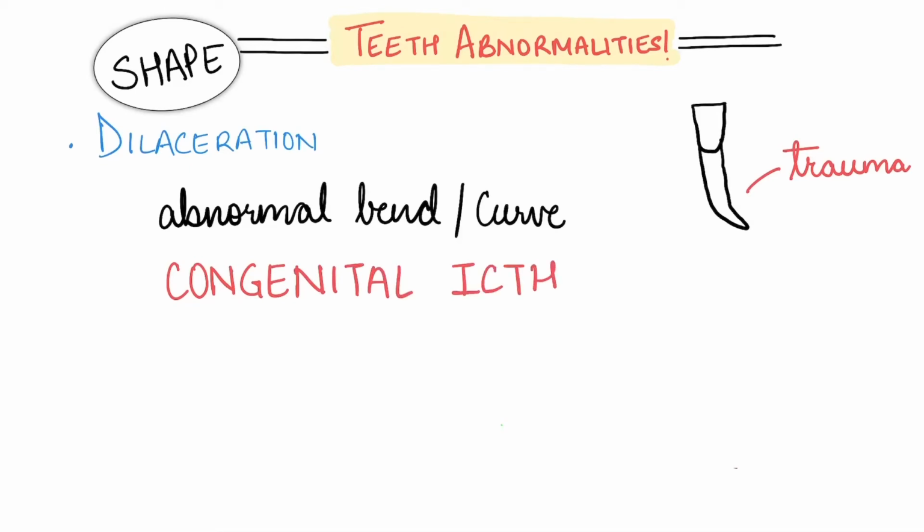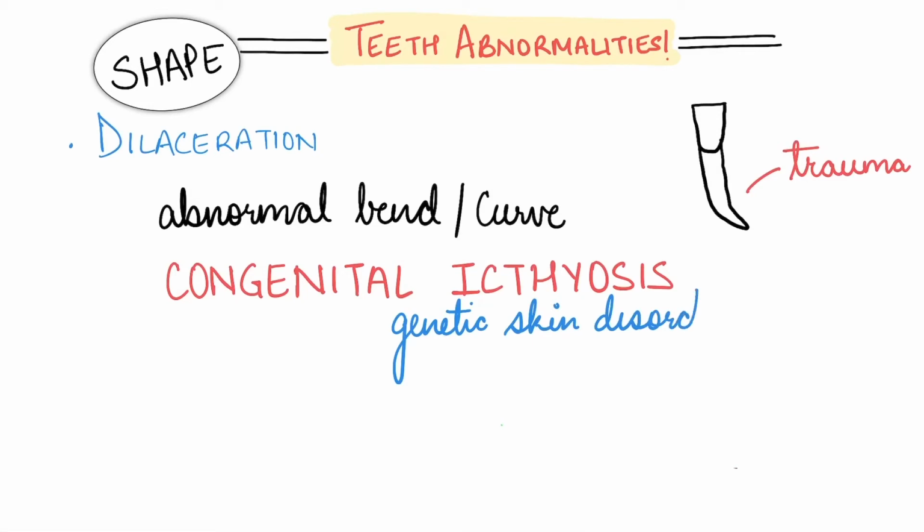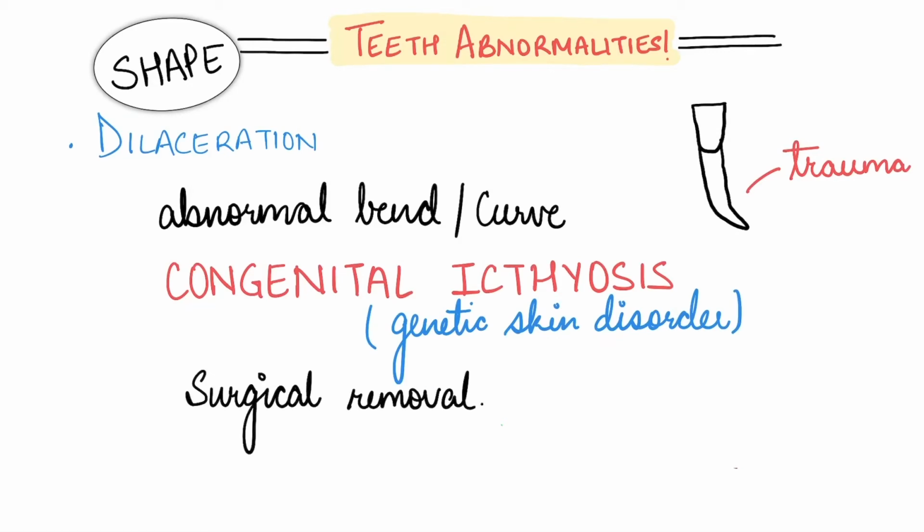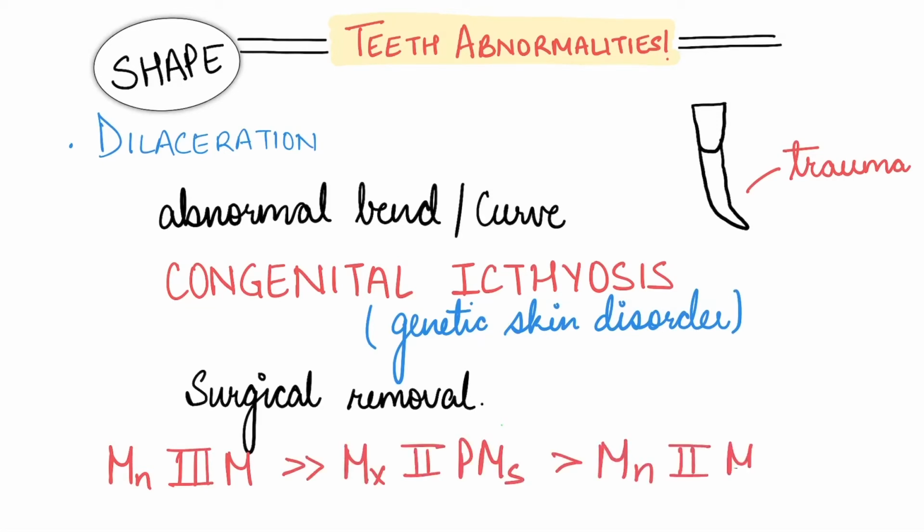These teeth are generally asymptomatic, but if we need to do extraction of these teeth, it would be clinically difficult and may lead to root fracture on the tooth removal. Also, one more thing. This condition is very commonly seen with congenital ichthyosis. It is a genetic skin disease. It is commonly seen in mandibular third molar, followed by maxillary second premolar, followed by mandibular second premolar.